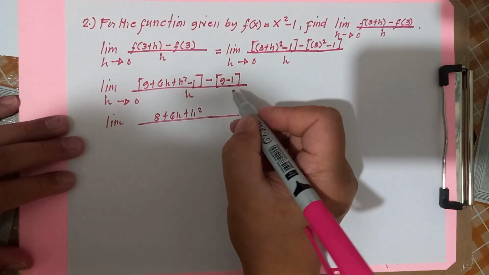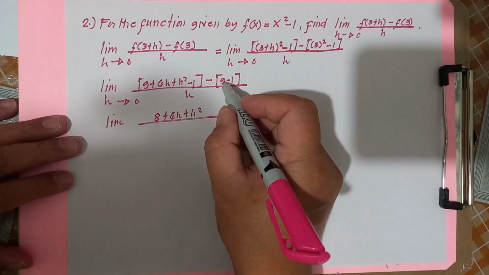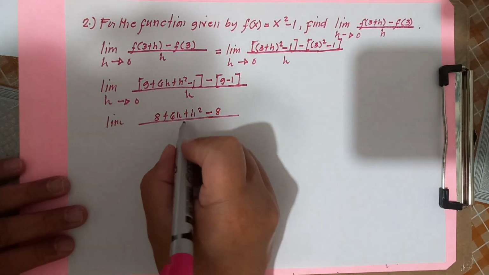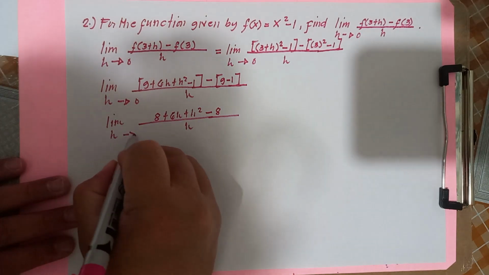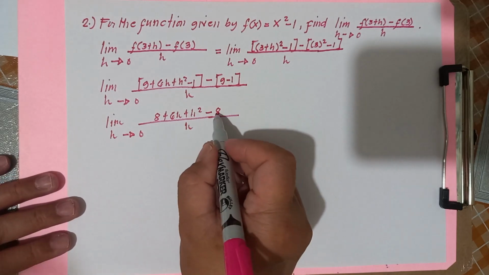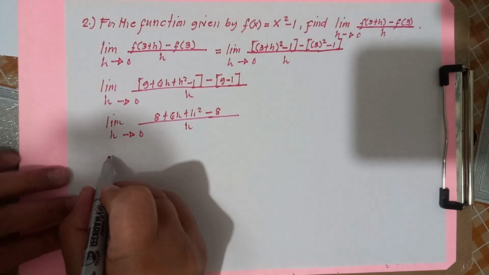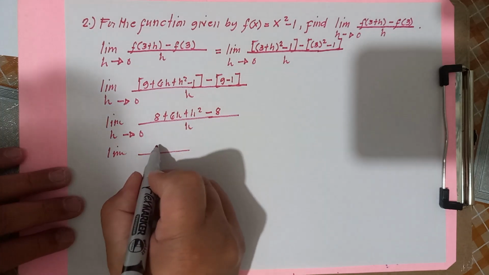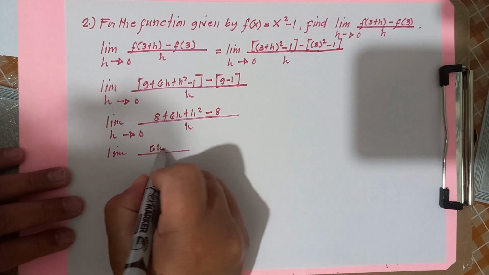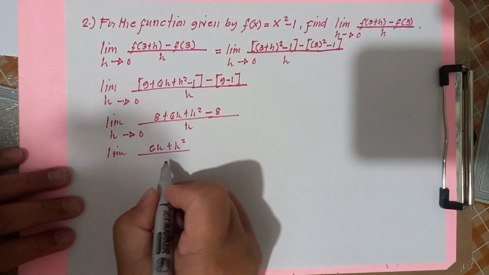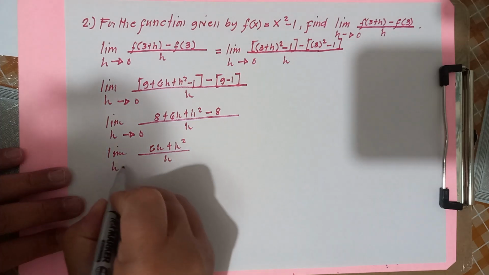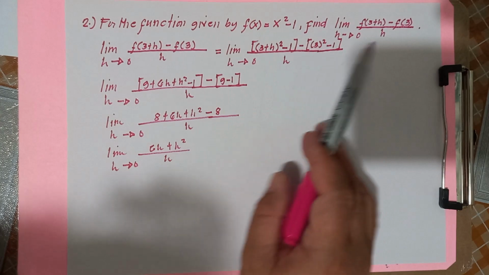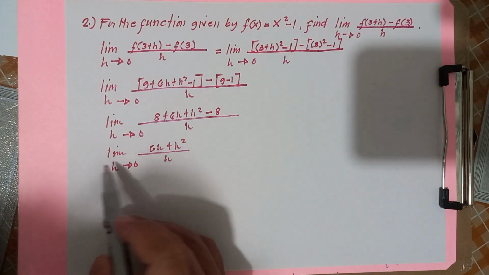What about this one? We have in here 9 minus 1, that is 8 multiplied by negative, so it will give you negative 8. Of course, that is over h, as your h is approaching 0. Notice that when we continue, 8 minus 8 is 0. What is left now is 6h plus h raised to 2 over h, as your h is approaching 0. Notice again in here that we reduce this limit into this form.